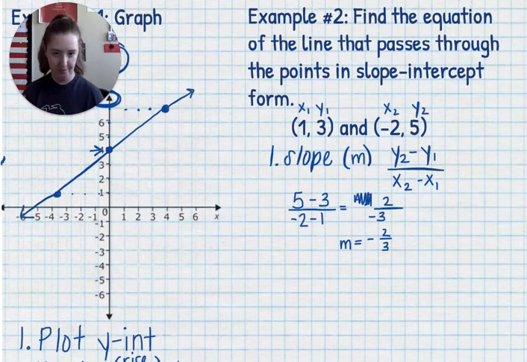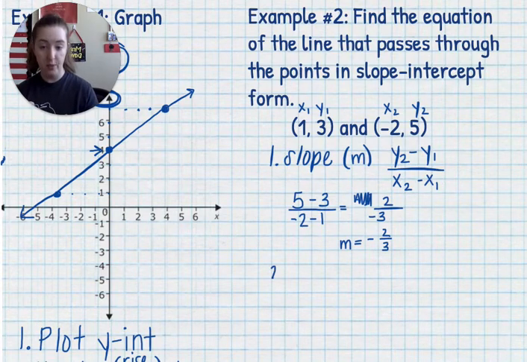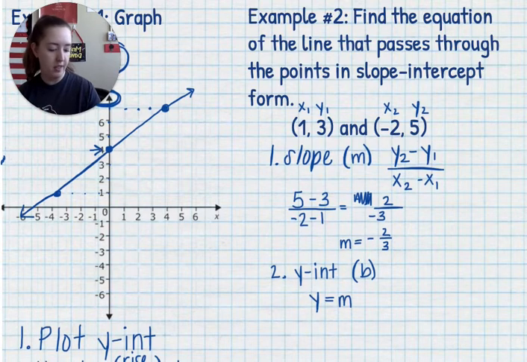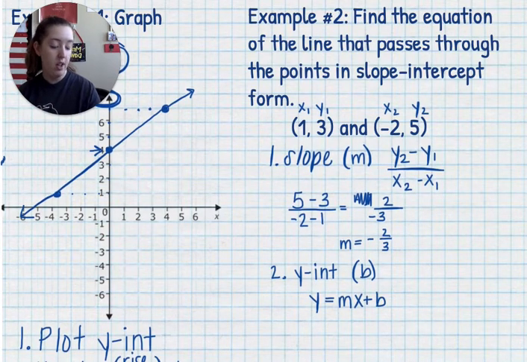Sound good? Beautiful. So we have the slope now, so that is half the battle done. All we need is that y-intercept, and remember, that's the letter b in y equals mx plus b. So that's actually the first thing I want to do. I like to write out y equals mx plus b and see what we can fill in.